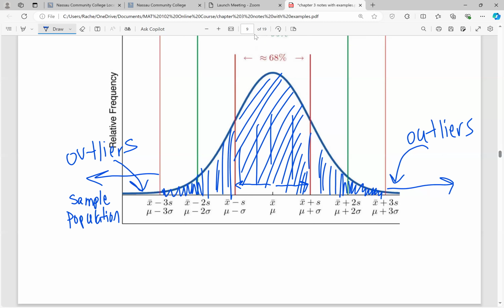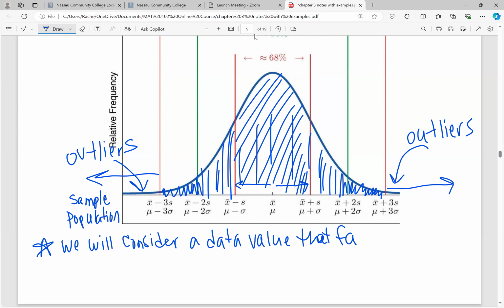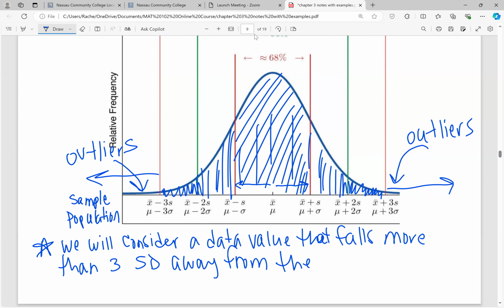And I'll write that down. I'll put a little note here that we will consider a data value that falls more than 3 standard deviations away from the mean an outlier.